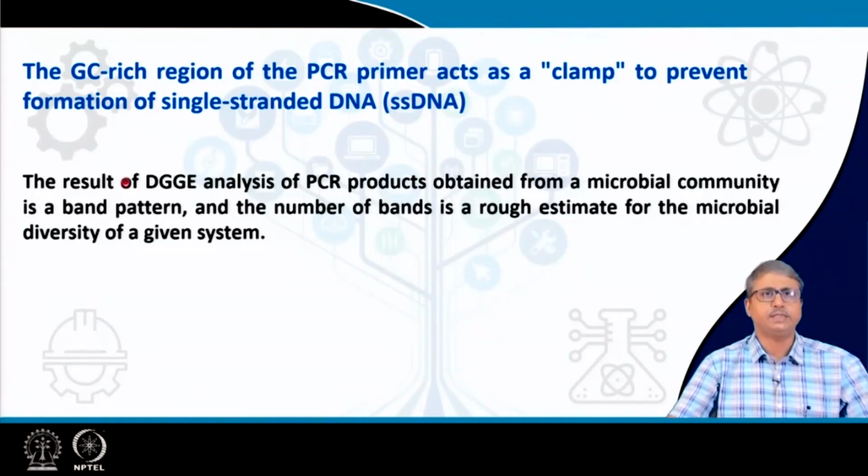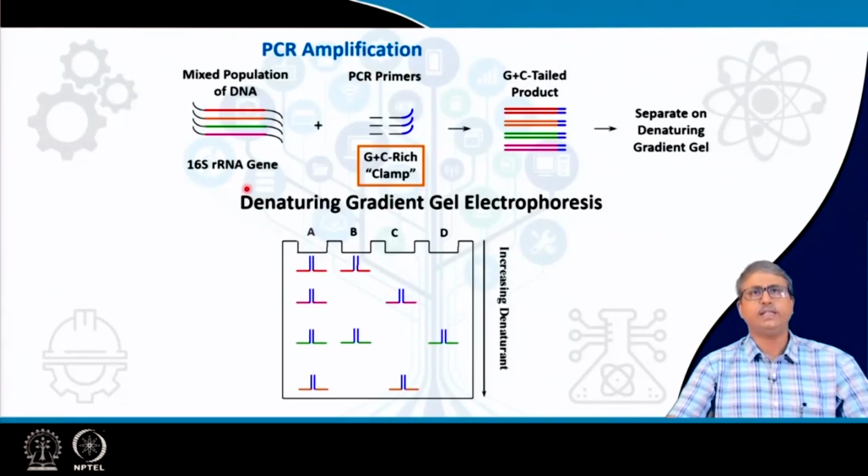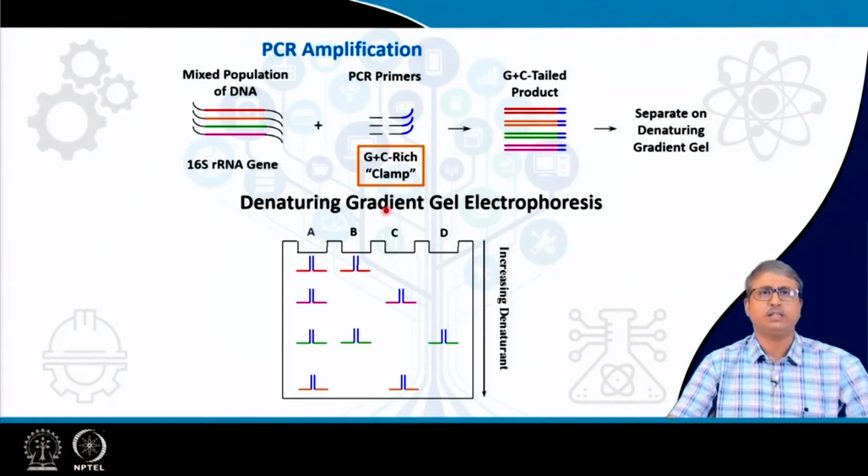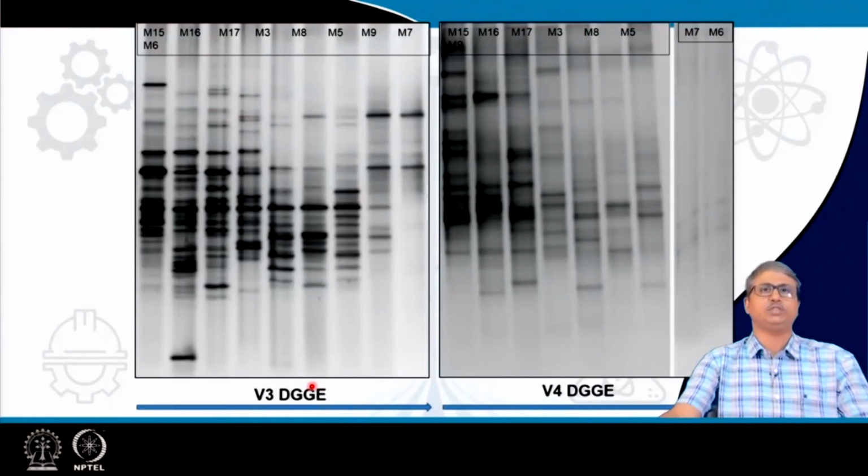Okay. And the result of the DGGE analysis of PCR products obtained from a microbial community is a band pattern, and the number of bands is a rough estimate for the microbial diversity of a given system. So ideally, if we have 4 different types of 16S ribosomal RNA genes having 4 different types of GC content, then upon the DGGE analysis we can actually have 4 different bands. So I will come to the picture, then you will be able to see it.